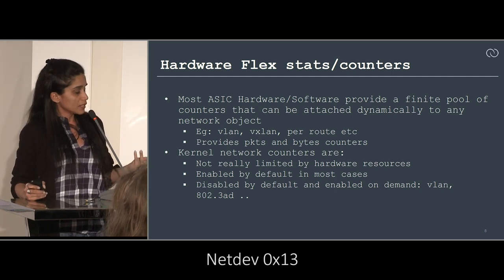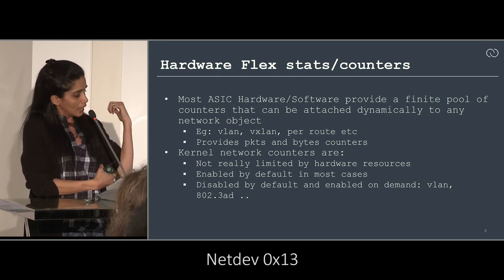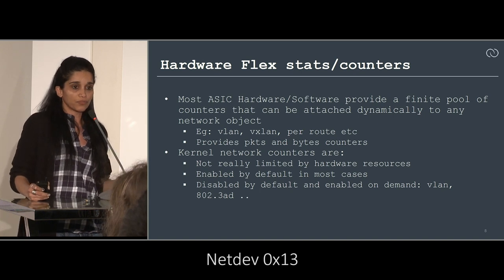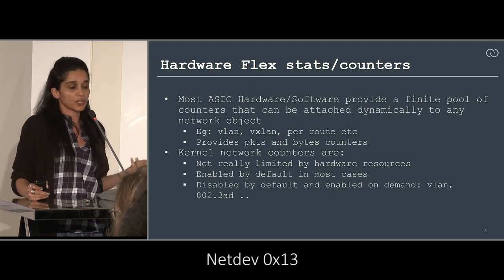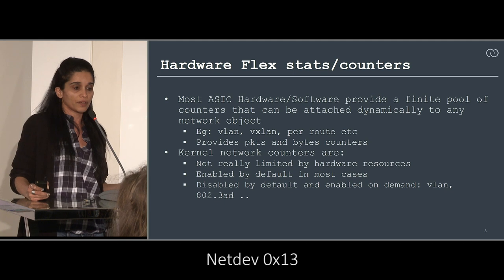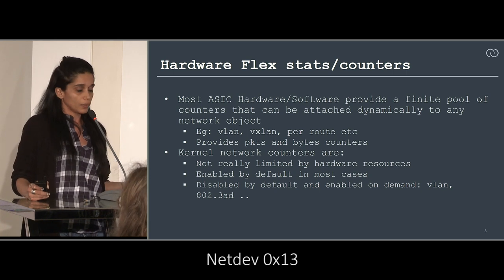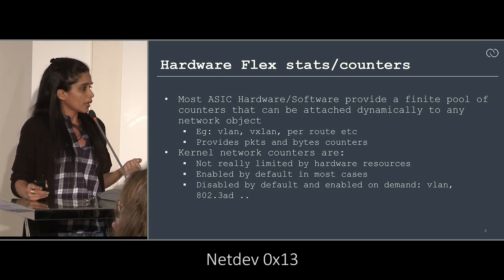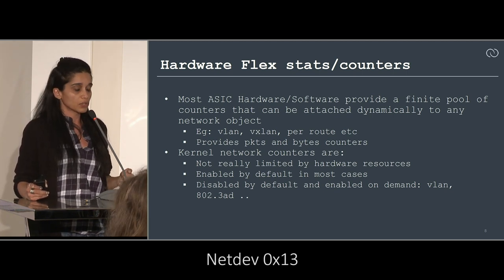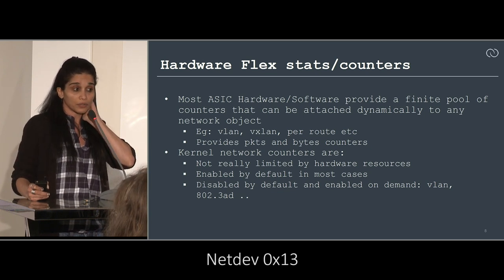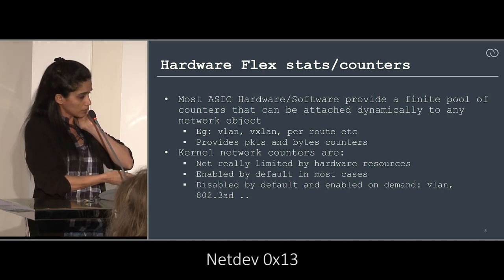Linux doesn't have that, for instance. I mean, we're not limited by hardware resources today. And stats are mostly enabled by default for netdev stats, but it depends on the subsystem. For example, for VLANs, we do have VLAN stats in the bridge driver, and per port per VLAN stats as well, but these are not enabled by default. You have to enable them. I think MPLS is also on-demand stats. Even for routes, we don't want to enable routing stats by default on all routes. Obviously, it has to be a per route counter.